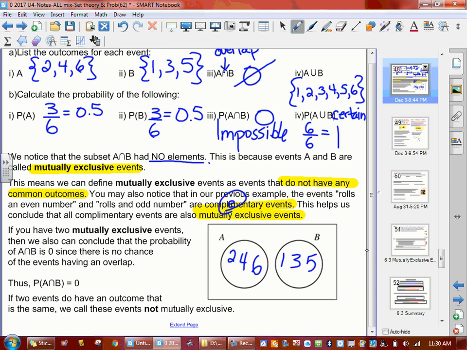Now, why would we say they're complementary events? Spelled wrong twice here, oh my goodness. So why would we call them complementary events? What is the complement of an event?